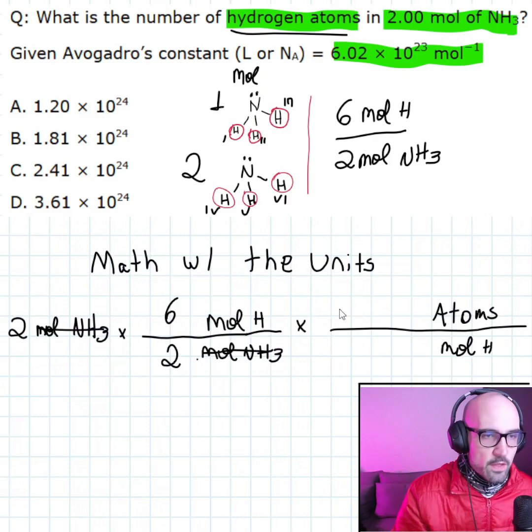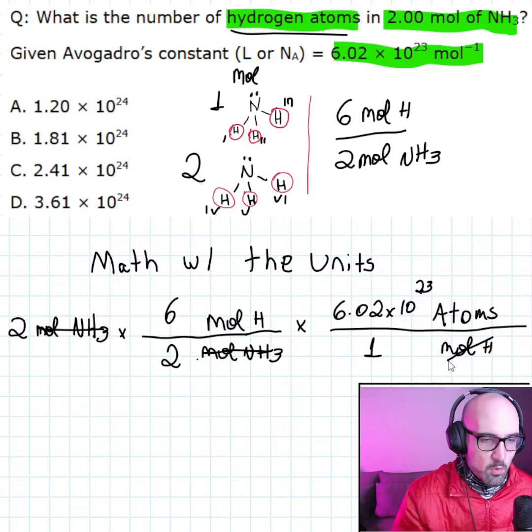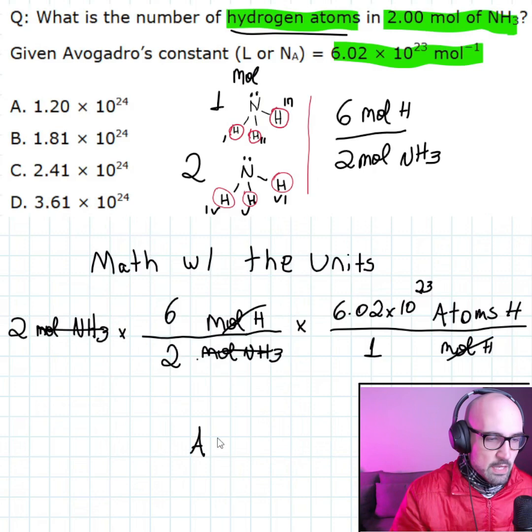And we know that there's 6.02 times 10 to the power of 23 atoms, molecules, whatever, for every 1 mole of hydrogen. So moles of hydrogen cancels out with moles of hydrogen. I already know the unit of my answer. It's going to be in atoms of hydrogen. So I don't have to worry about that anymore. Now I just have to do the math.